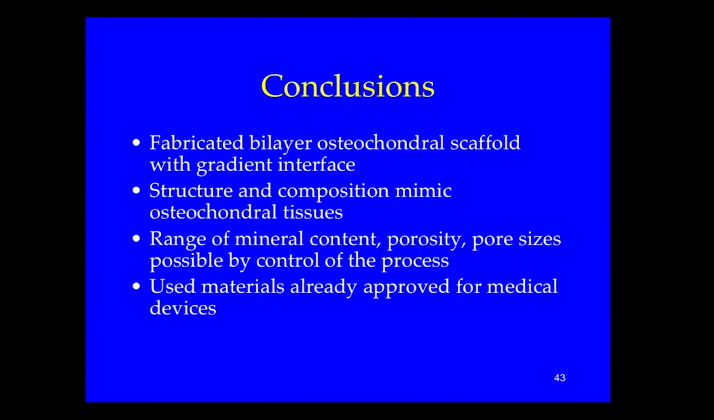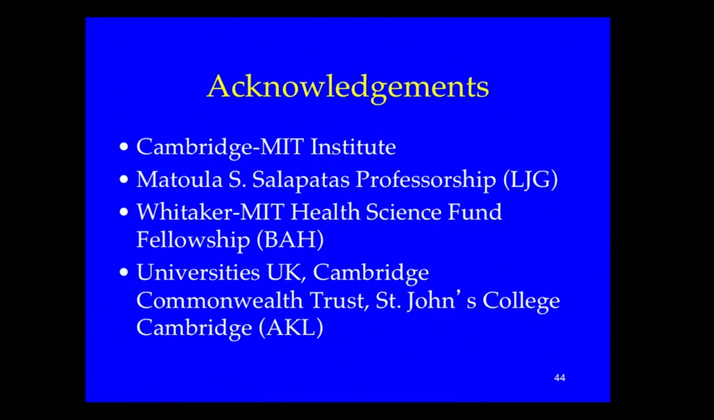So this is just a summary. We were able to make this two-layer scaffold with a gradient interface, and we tried to make it mimic the osteochondral tissues. This freeze-drying process allowed us to control things like the mineral content, the porosity, and the pore sizes. And we used materials that had already been approved for medical devices.